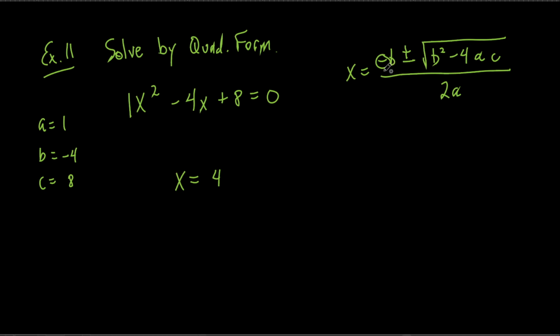Well, it means the opposite of whatever b is. If b happens to be negative, the opposite of a negative is a positive. Everybody with me? All right. Square root b squared. So we take that b again, and we have to square it. So remember, it's not just negative 4 then squared.